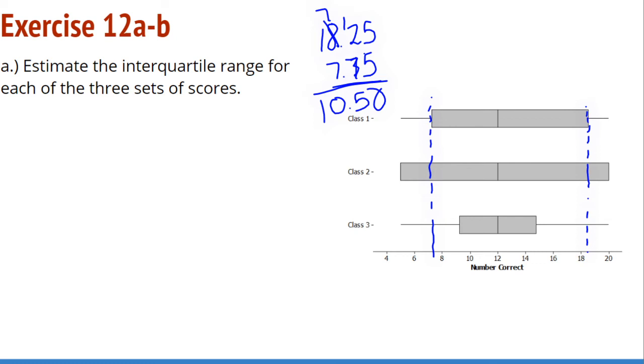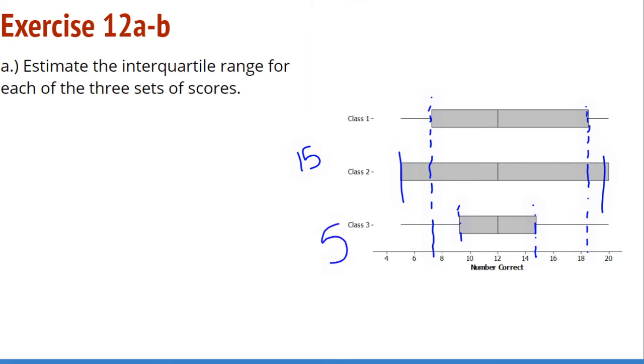Looking at class 2, we've got 5 and 15. They've got an interquartile range of 15. And looking at class 3 here, that looks like 14 1/2, and we've got about probably 9 1/2. So the interquartile range, and remember, these are just estimates. I've got an estimate of about 10 1/2, an estimate of 15, and an estimate of 5. And the teacher materials estimated them at 10, 15, and 6. So I'm in the ballpark.